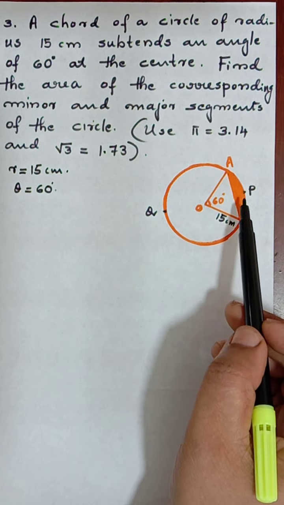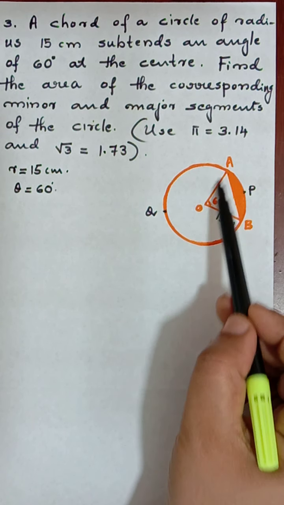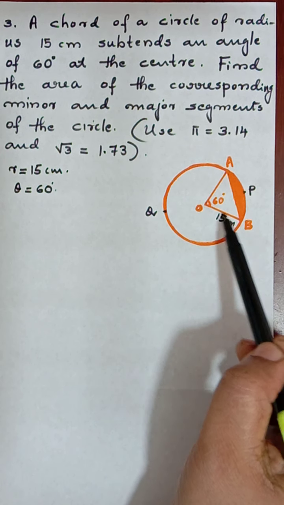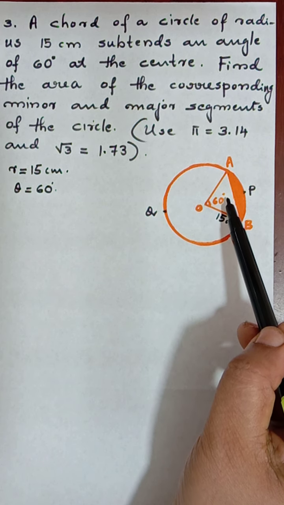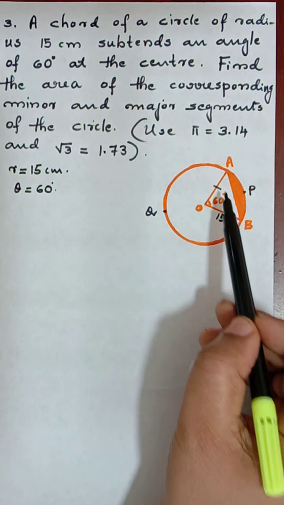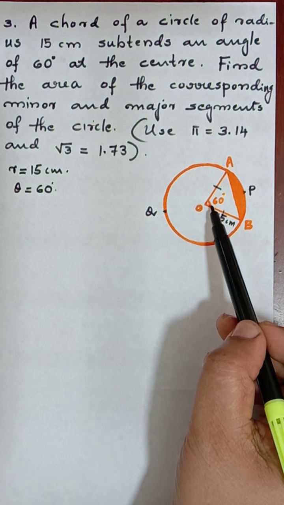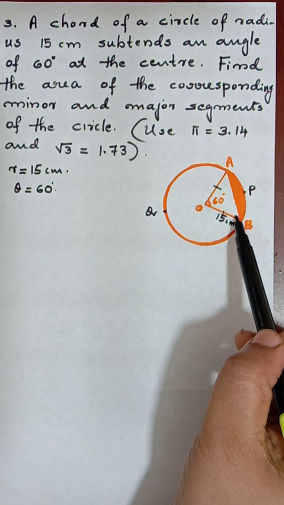So again, as we learned, this minor segment is a part of the sector. First we have to find out the area of this sector, from which we have to subtract the area of the triangle. Here also you can see that this triangle is an equilateral triangle because the angle is given as 60 degrees. If it is 60, the other two will be equal.